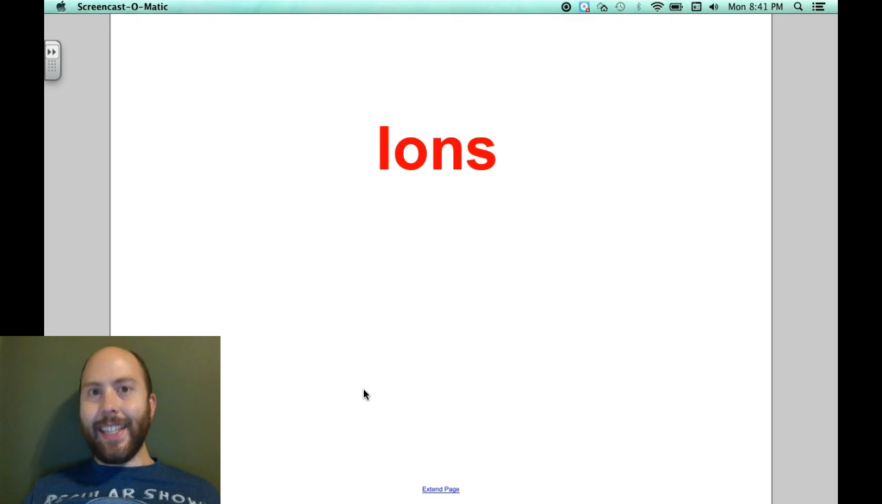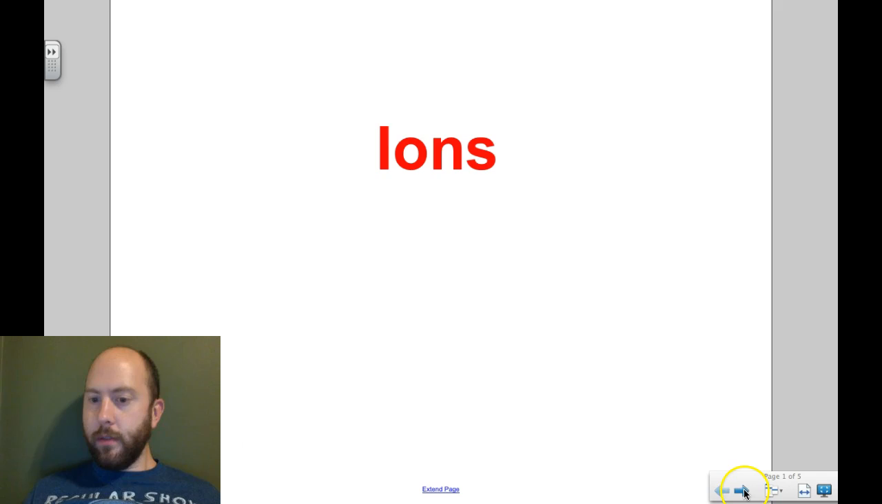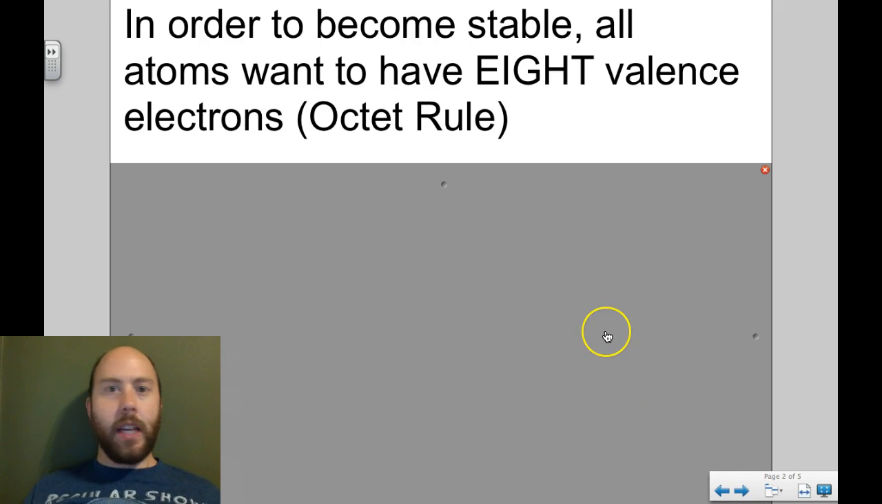Okay, so in this lesson, we are going to talk about ions. So far, we have kept talking about neutral atoms, atoms that have the same number of protons as they do electrons. But ions are very different. An ion, as you've seen in the notes, I'm just going to go over it real quick.